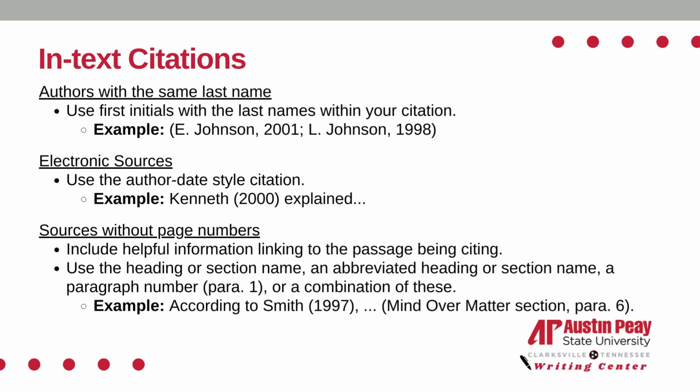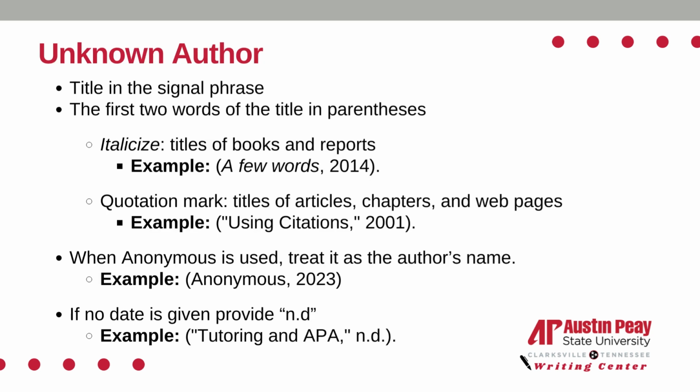For citing sources without page numbers, include helpful information linking to the passage being cited. Use the heading or section name, an abbreviated heading or section name, or a paragraph number, or make a combination of these. When there is an unknown author, include the title of the work in the signal phrase or include the first two words of the title in the parentheses.